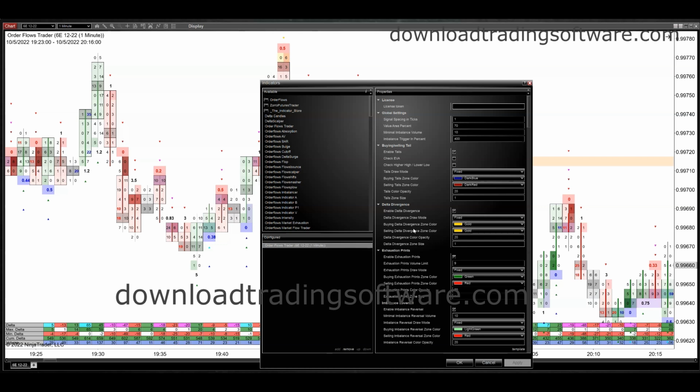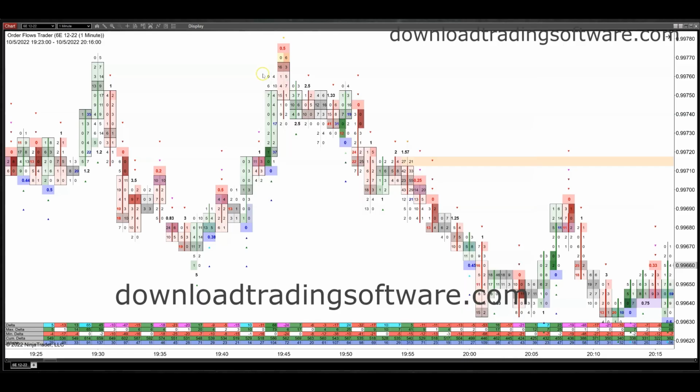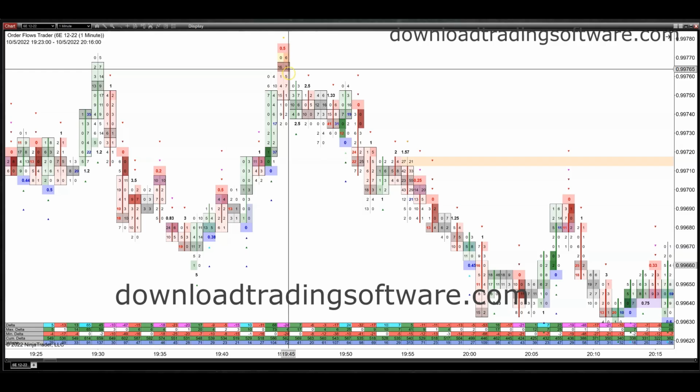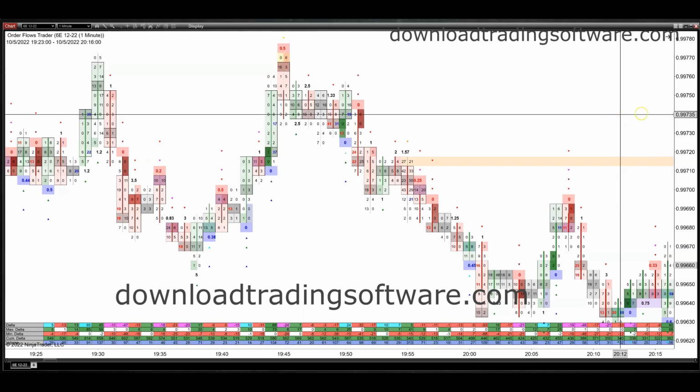Now the opacity is set to 20% and the zone size is set to 1, meaning it will appear in the bar. And you can also draw it out until tested if you like. So how does it look on your chart? Now the delta divergence, it's hard to see, but it will paint the first two prices.